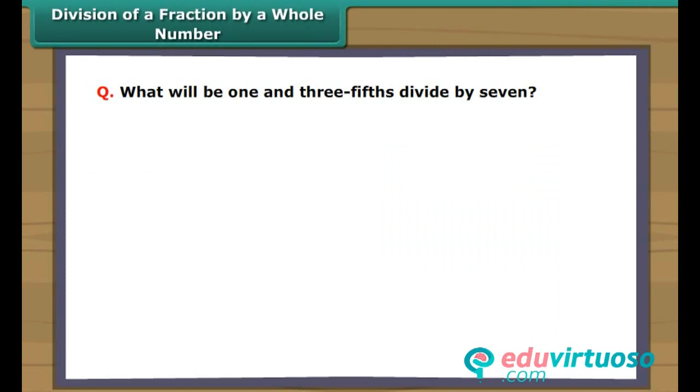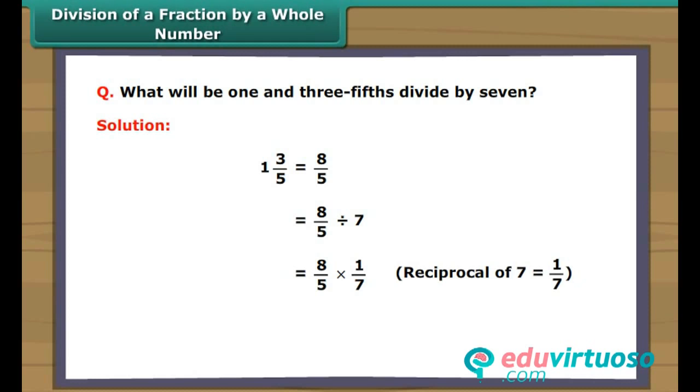What will be 1 3/5 divided by 7? Let us first make the mixed fraction an improper fraction. We get 8 upon 5 divided by 7. This is equal to 8 upon 5 multiplied by 1 upon 7, since 1 upon 7 is the reciprocal of 7. This gives 8 upon 35 as the answer.